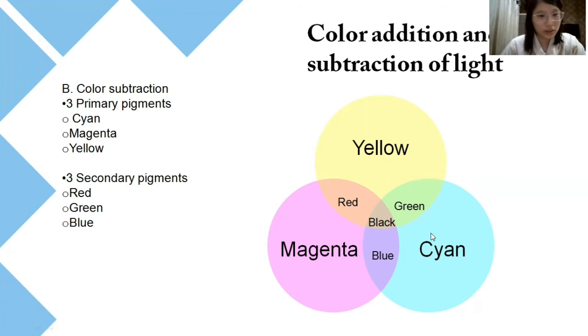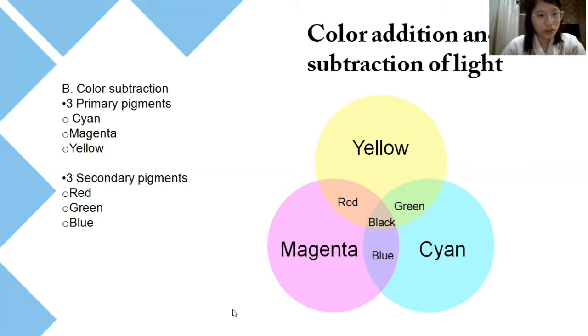The color cyan absorbs red and reflects green and blue. The color yellow absorbs blue and reflects red and green, while magenta absorbs green and reflects red and blue. When mixing pigments, you can only see the color that both pigments can reflect, as shown in this diagram.